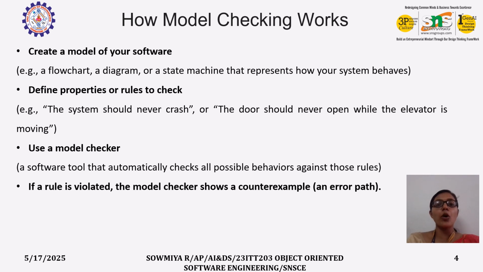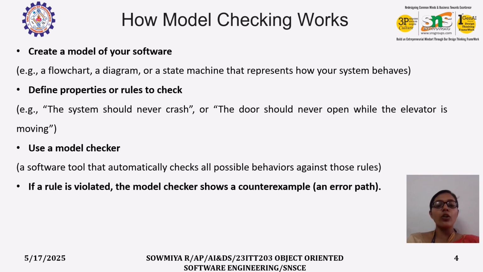Then second one is property specification. Next, you define what the system should or shouldn't do. For example, the system should never crash, an elevator door should never open while moving. These rules are often written in temporal logic like LTL. LTL stands for linear temporal logic, or CTL, computational tree logic.